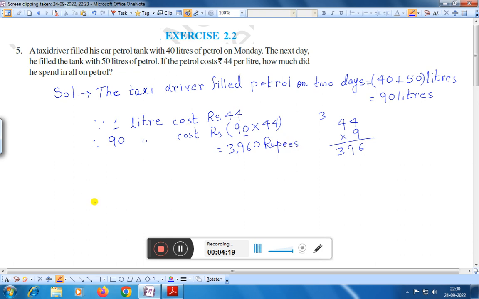Therefore, how much did he spend in all on petrol? In all he spent rupees 3960 on petrol. This is the answer.